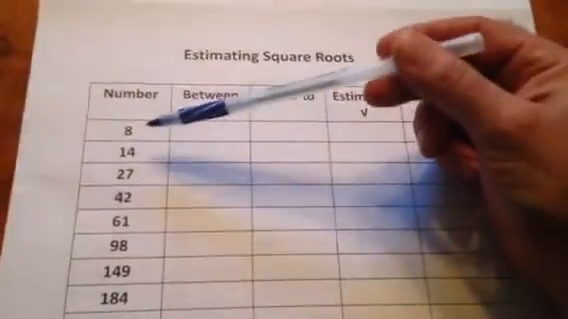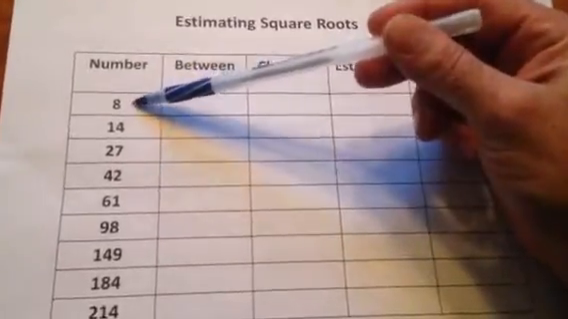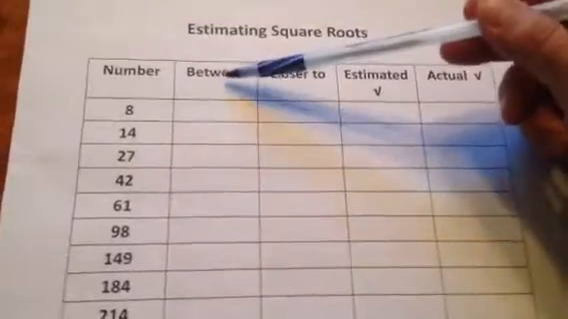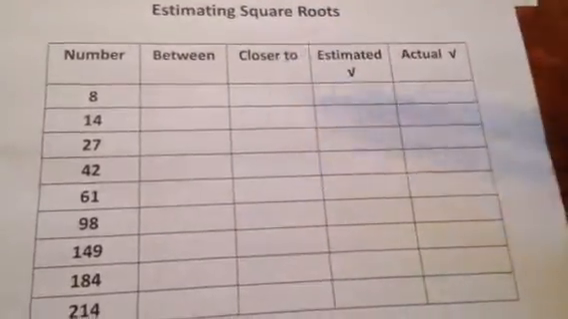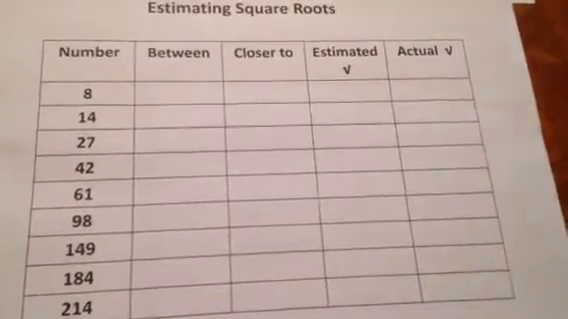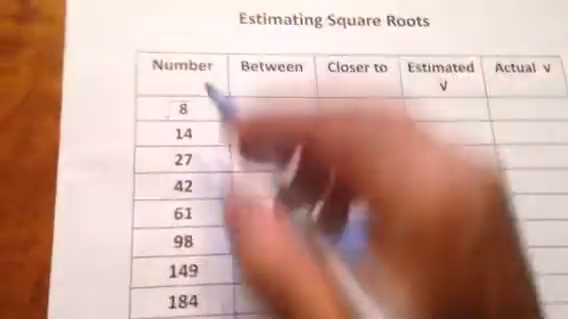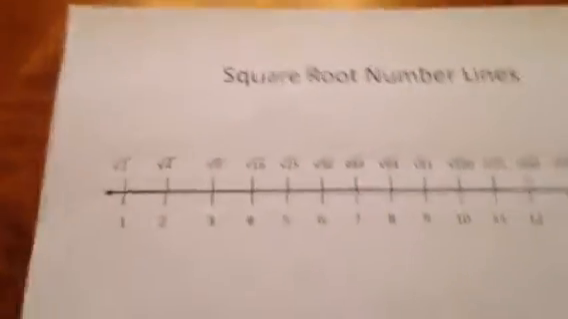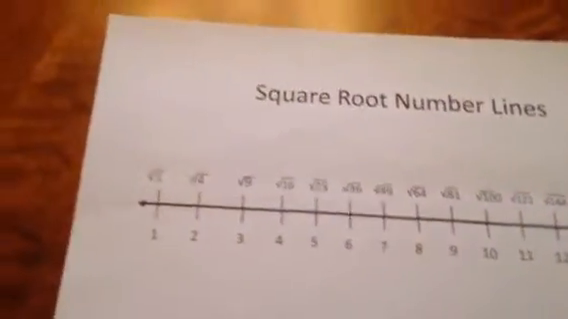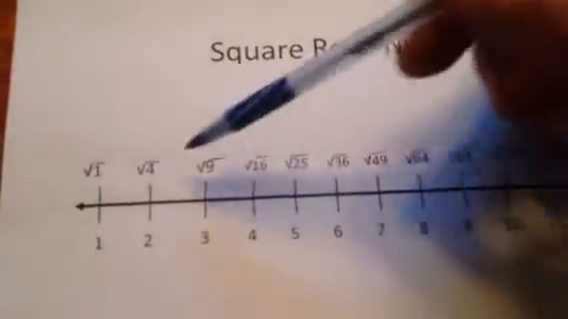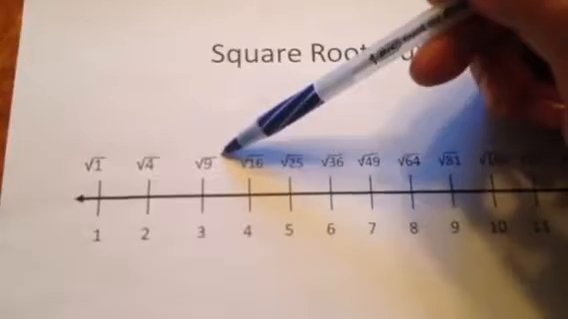So for example, I want to know what is the square root of 8. This is the chart that I'm going to follow. I want to know what it's between, what it's closer to, give you an estimate, and then give you the actual. So I go to my number line and look at where it might fall. The square root of 8 is between the square root of 4 and the square root of 9.